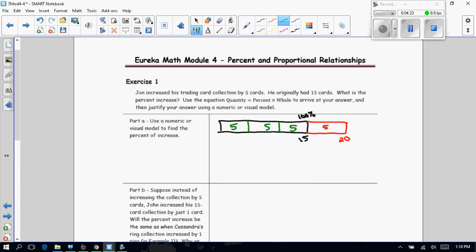Each one of these is 5, 10, 15, and then 20. But if I did it as a percent, this is 33.33%, this is 66 2/3%, and then 100%. So there is our visualization. If this is another third, this would be 100% plus the 33.33%. So in other words, he's getting another 1/3.